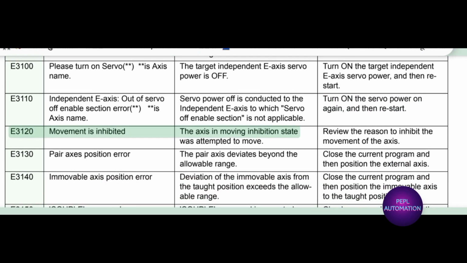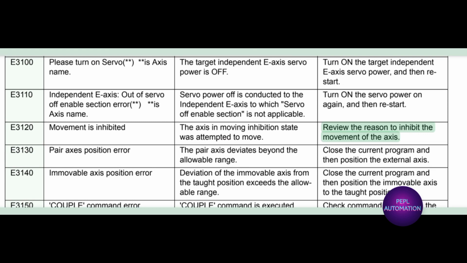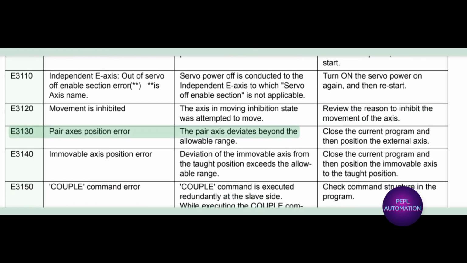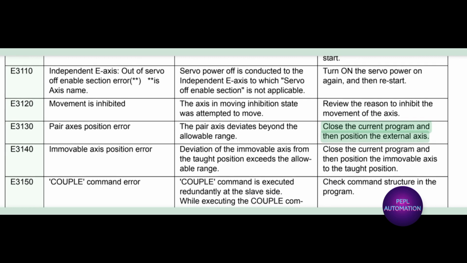E3120 movement is inhibited. The axis in moving inhibition state was attempted to move. Review the reason to inhibit the movement of the axis. E3130 pair axis position error. The pair axis deviates beyond the allowable range. Close the current program and then position the external axis.